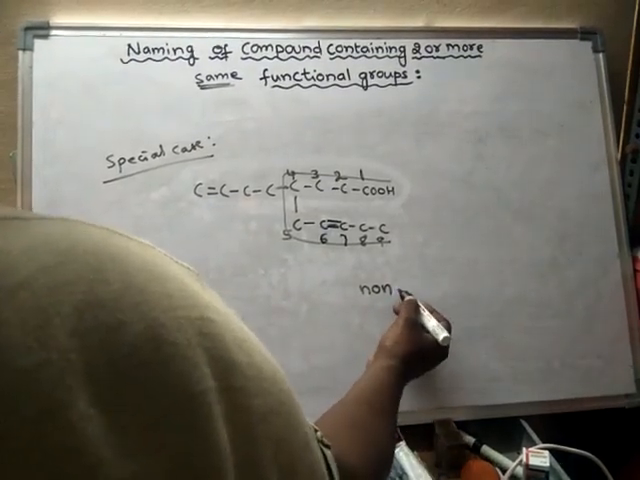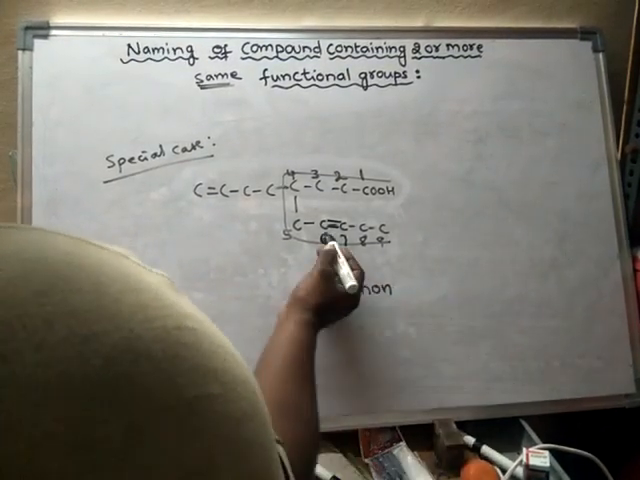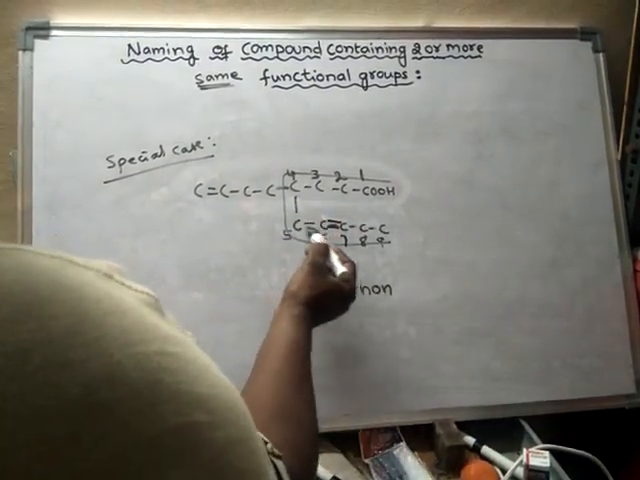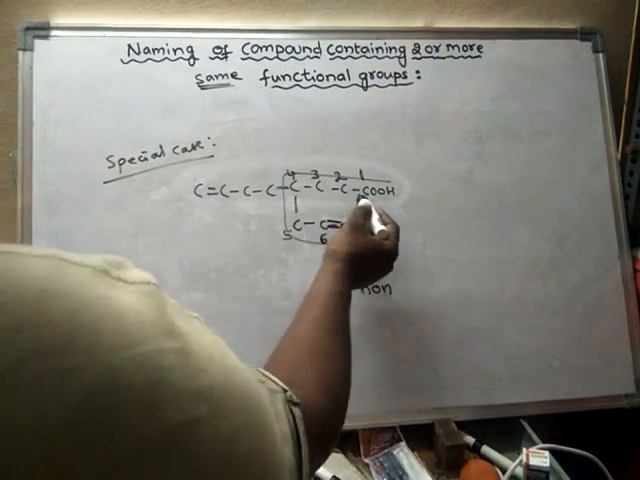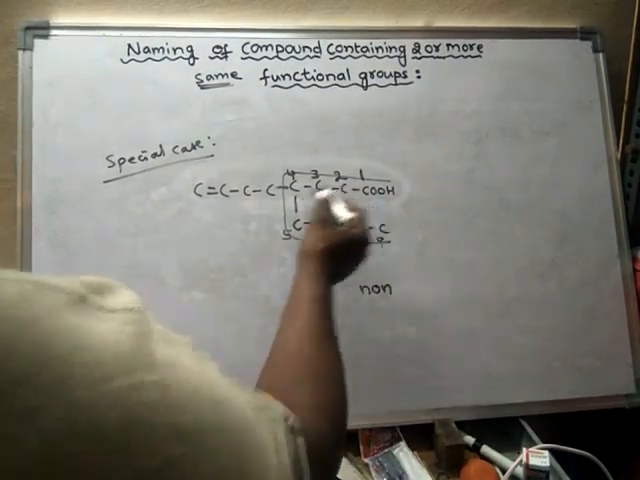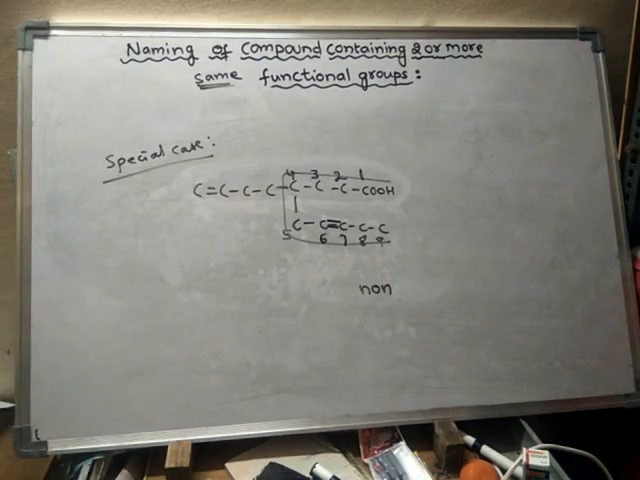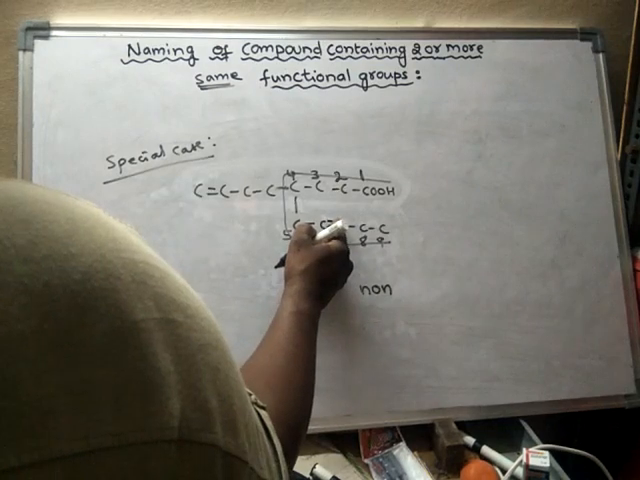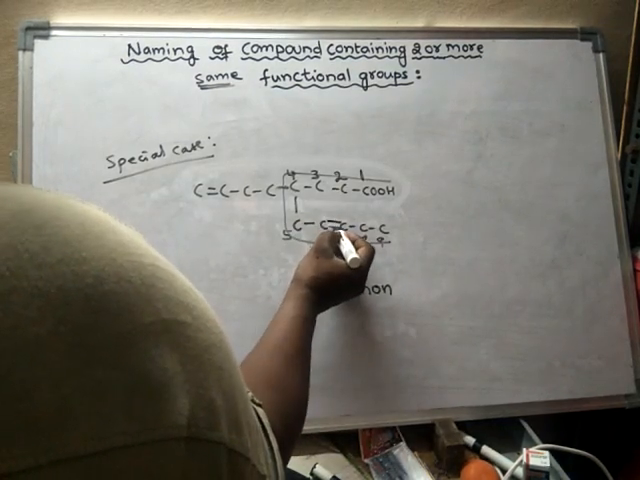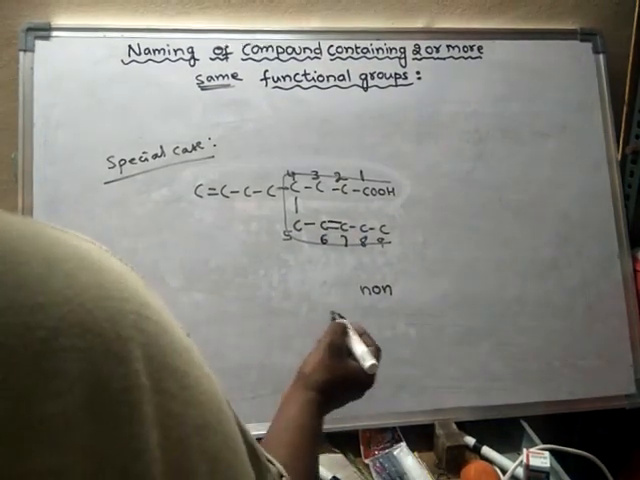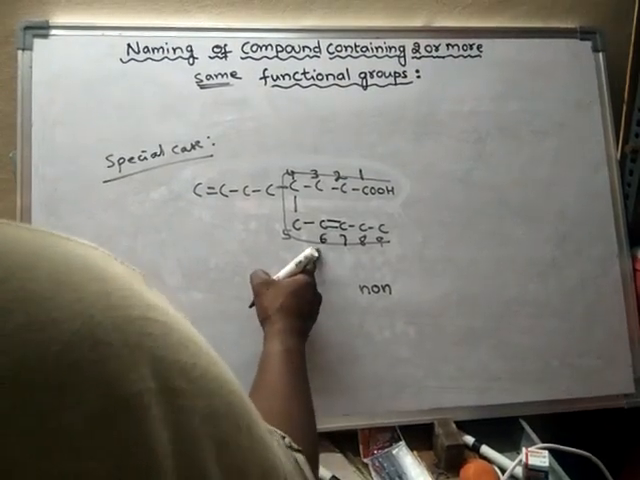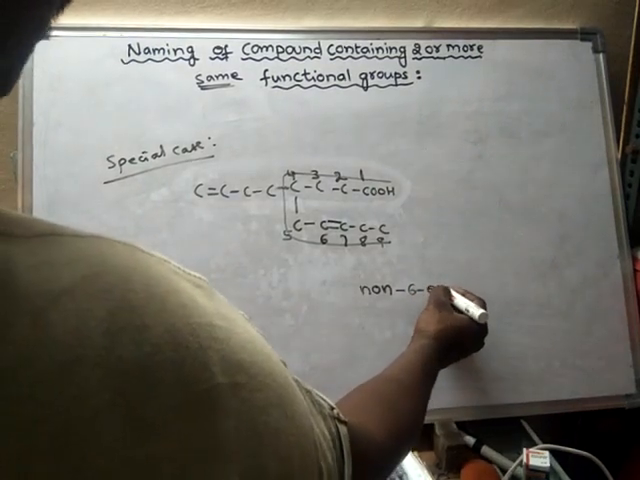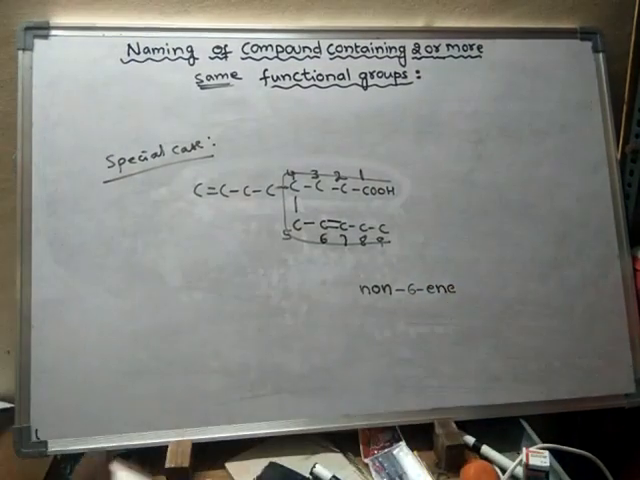So non. Now it is en, not an, because if only single bonds are present throughout the length of the chain, we mention it as an. But here an is not working because a double bond is there in the chain. So now we have to mention en. On which carbon is the en present? On the 6th carbon. So non-6-en.